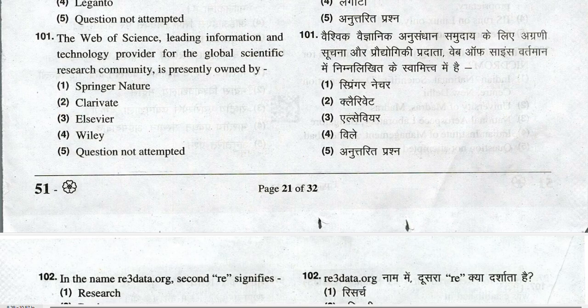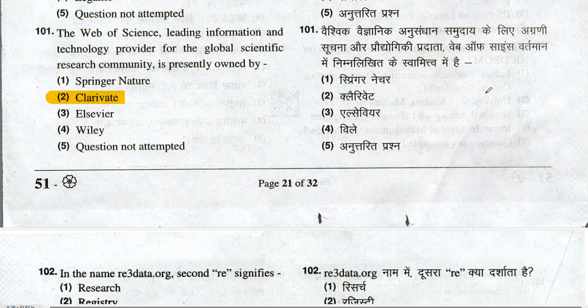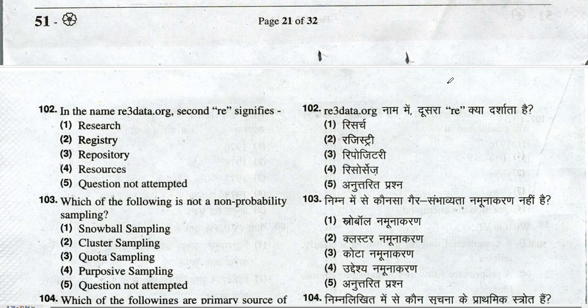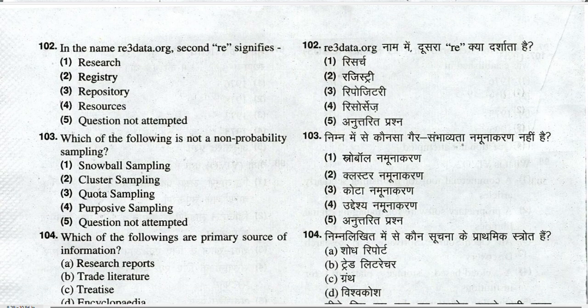Let's move to question number 102. In the name re3data.org, the second re signifies research. Option number 1 is the right answer of this question. Re for research. So option number 1 is the correct answer of this question.